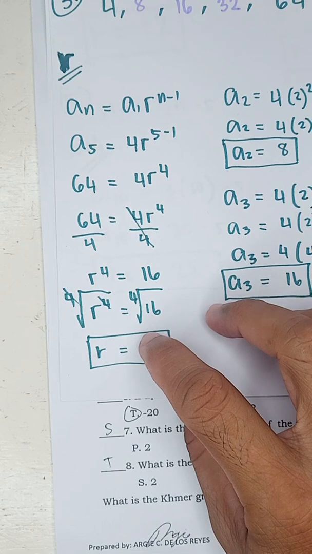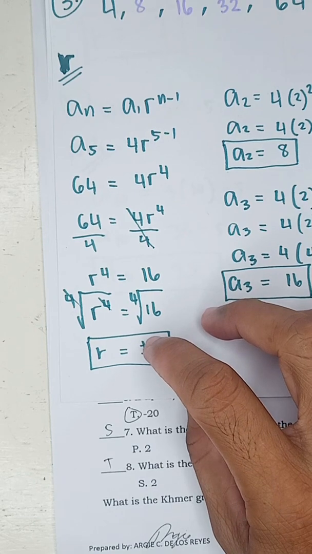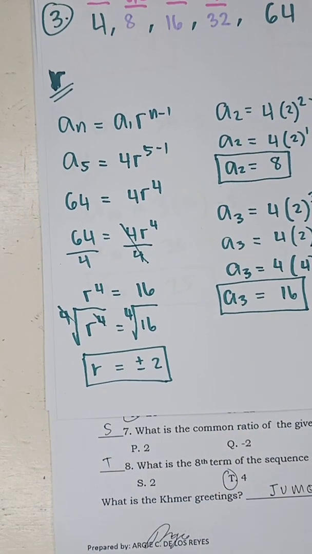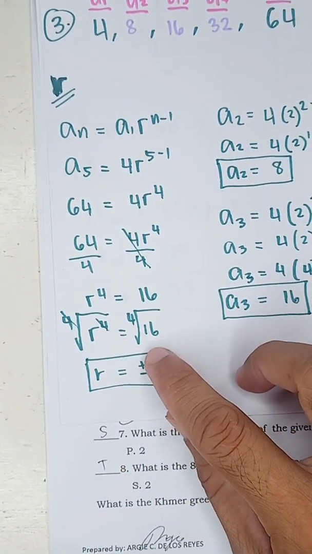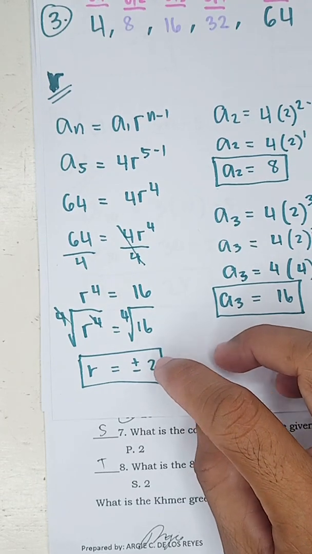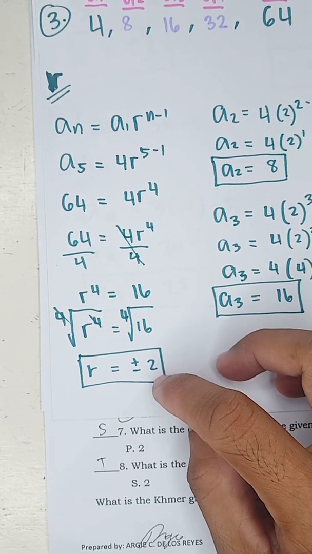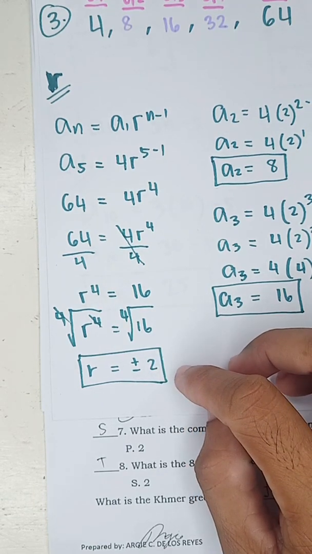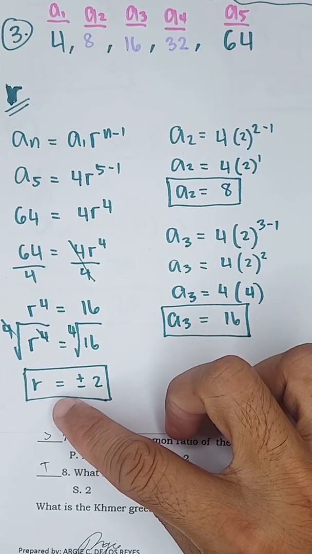So to get rid of raised to 4, we multiply both sides by the fourth root para ma-cancel yung power na 4. So okay, the fourth root of r raised to 4 is equal to the fourth root of 16. And then cancel, r na lang yung natira is equal to positive and negative 2 yung answer. Kasi yung fourth root ng 16 ay 2. Diba? If you multiply 2 raised to 4, diba? That's 2 times 2, 4 times 2, 8 times 2 is 16. That's why r is equal to positive and negative 2. So we are done now with our value for r.